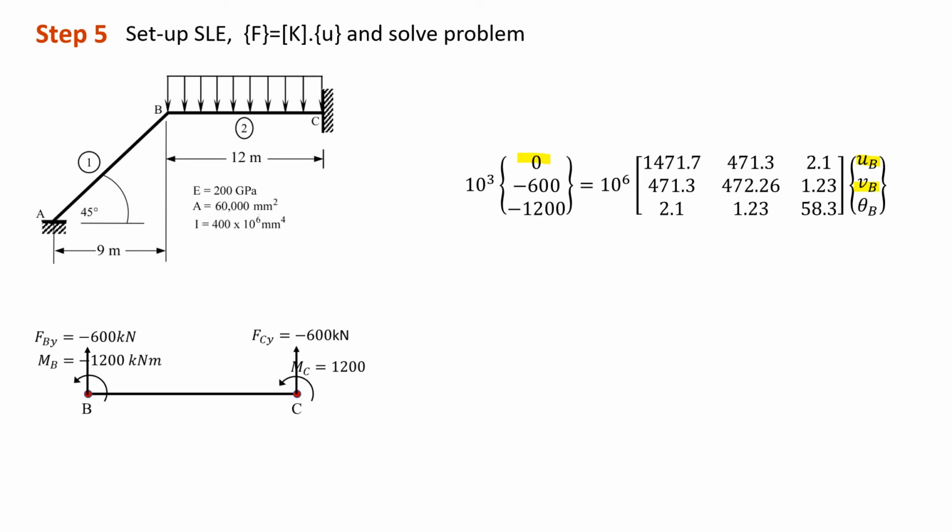While VB is related to FBY. So we check, in this case FBY is equal to negative 600 kilonewtons. So we put negative 600. And theta B is related to the moment at point B. So we just need to refer, the moment at point B is equal to 1200 kilonewton. Then by using the calculator, we can solve the unknown displacement or the deformation at node B, or the point B, as shown in this slide.